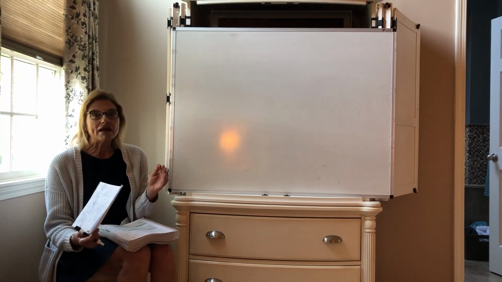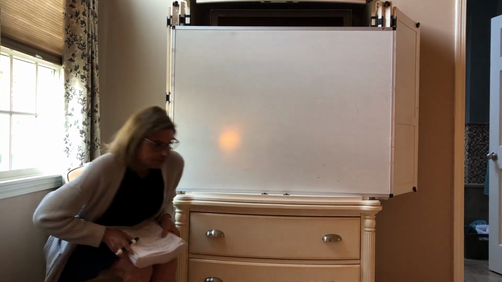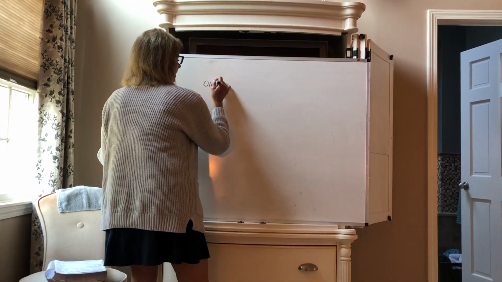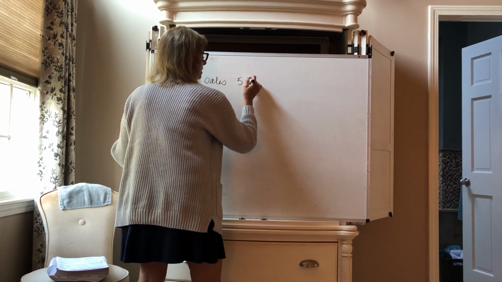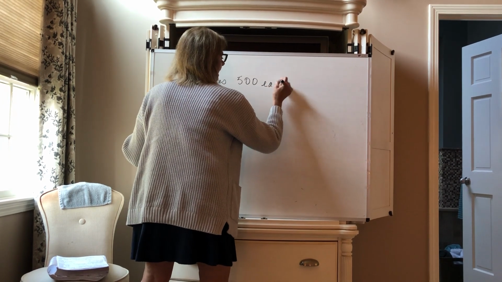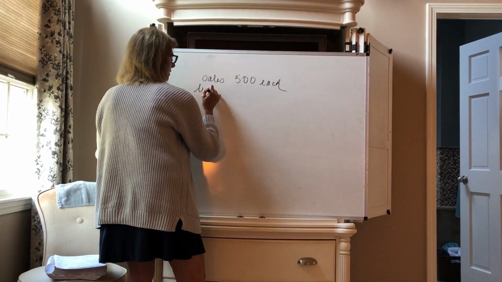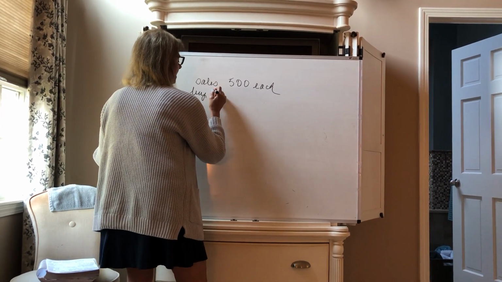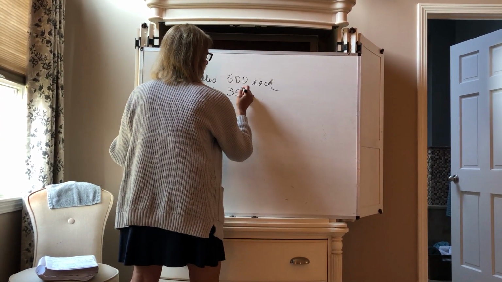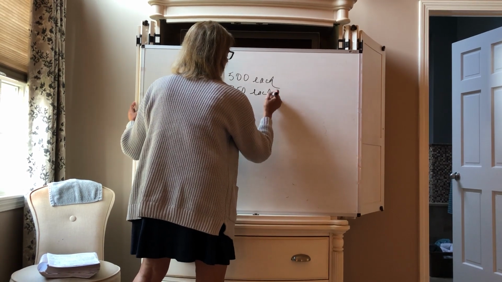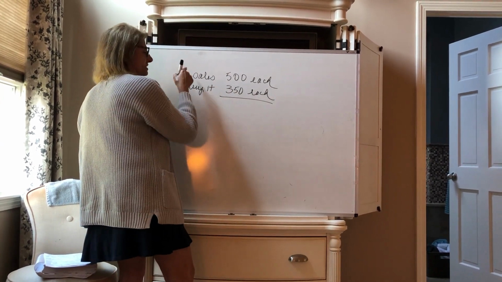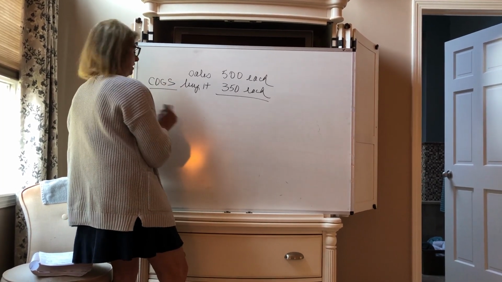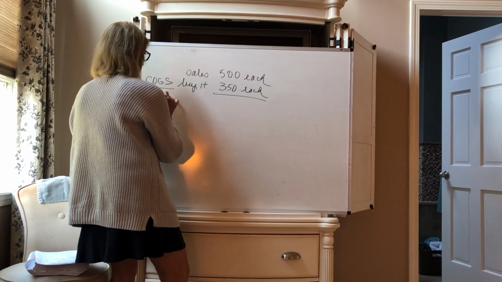That means gross profit on each one is, they're selling it for $500 each, right? And they buy it for $350 each. So the gross profit, which is sales minus cost of goods sold, COGS for short, equals gross profit.